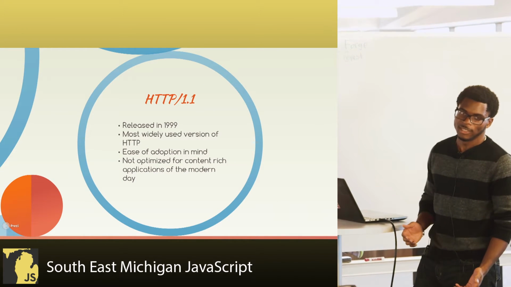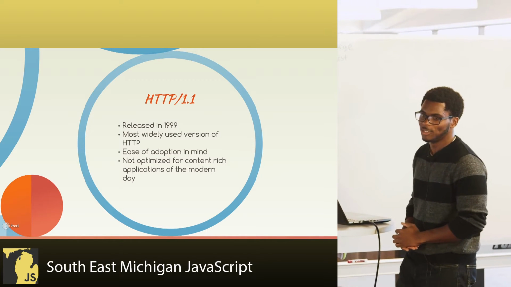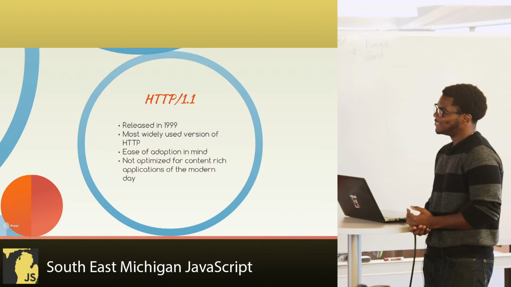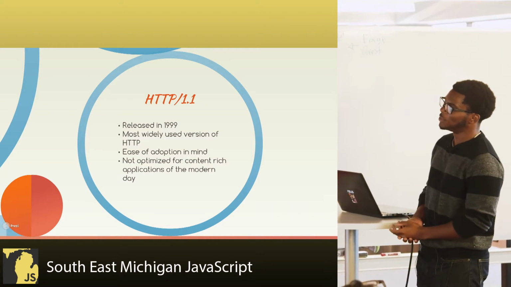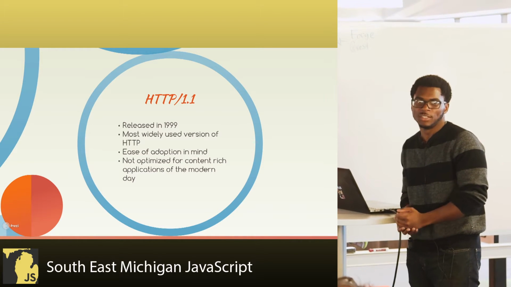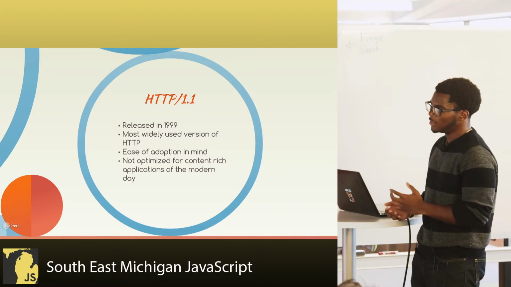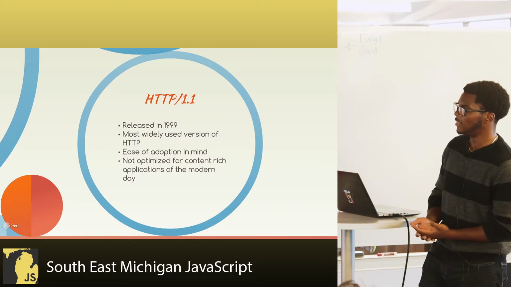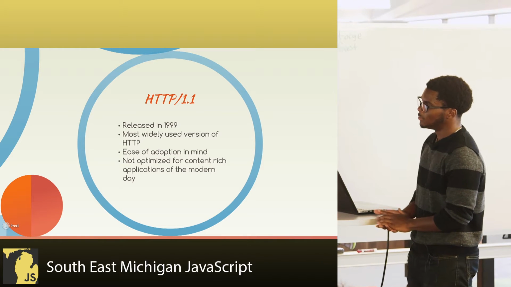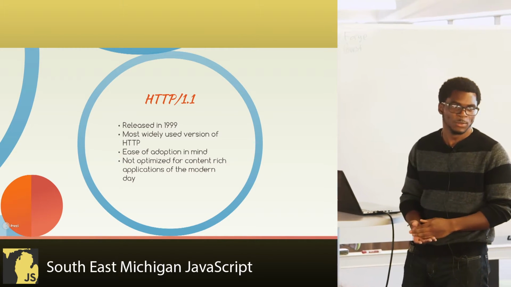But it's kind of old. It came out in 1999, and that's almost when I was born, so it's pretty long. It's the most widely used version of HTTP, which is 1.1. It was designed with ease of adoption in mind. It was at the beginning of the internet when it was becoming really popular. They wanted this protocol to become the de facto protocol that was used, and they got it right because it did become the de facto protocol. But it wasn't optimized for today's really content-rich applications or websites.